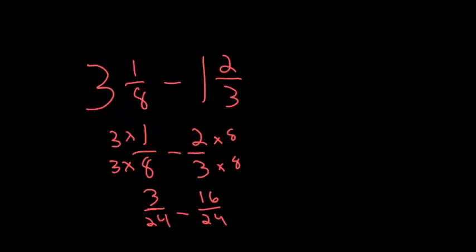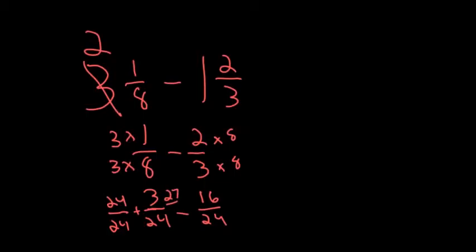Alright, well, I can't do 3 minus 16 and get a positive number. So I have to borrow from that 3. So I'm going to borrow 1 whole from that 3. And if you're thinking of 24ths, you have to have it equal to 1. So what divided by 24 is 1? That would be 24. So I'm going to do 24 plus 3 to give me 27 over 24.